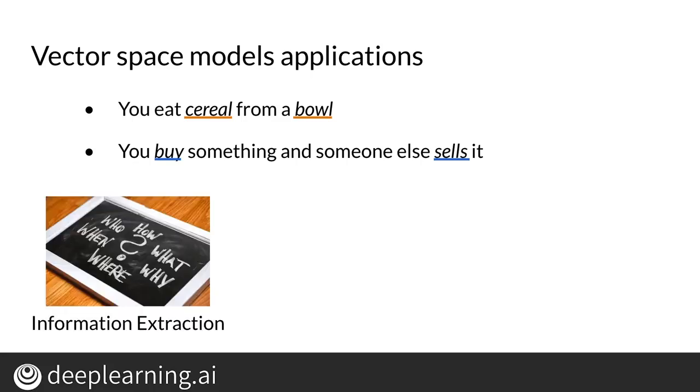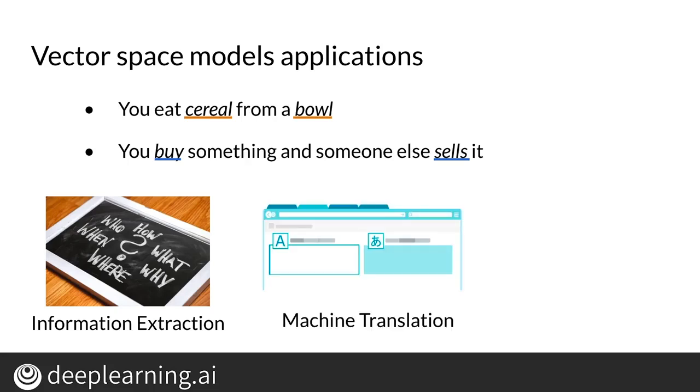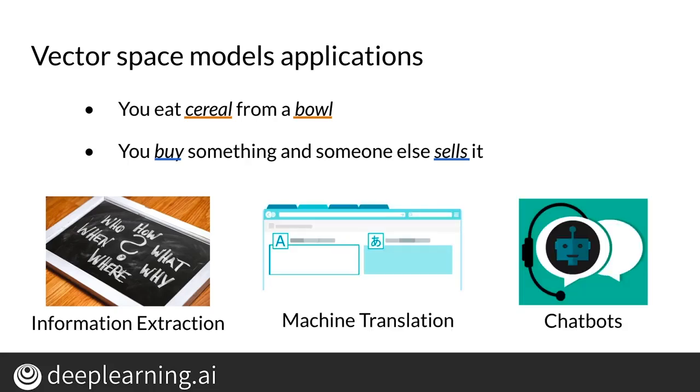Vector space models are used in information extraction to answer questions in the style of who, what, where, how, and etc. In machine translation and in chatbots programming. They're also used in many other applications.